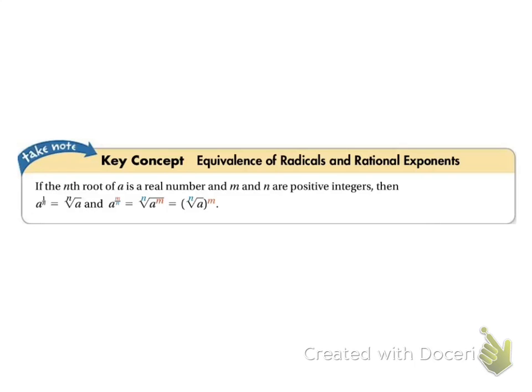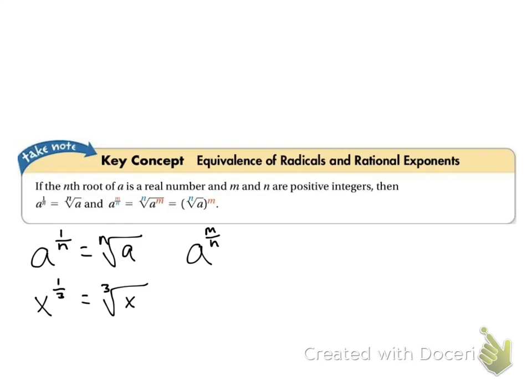Okay, so we've looked at this before. The whole a to the 1 over n is equal to the nth root of a, right? Whenever we have an exponent, you can rewrite that as a root. So, for example, x to the 1/3, that's the same thing as the 3rd root of x. And also a to the m over n is equal to the nth root of a to the m, or you can rewrite it as the nth root of a and the whole thing to the m. Both of those work.